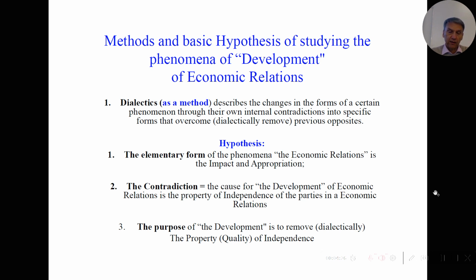Methods and basic hypotheses of studying the phenomena of development of economic relations. Dialectics as a method describes the changes in the form of a certain phenomenon, through their own internal contradictions, into specific forms that overcome, dialectically remove, previous opposites. Hypothesis. The elementary form of the phenomena, the economic relations, is the impact and appropriation. The contradiction, the cause for the development of economic relations, is the property of independence of the parties in economic relations. The purpose of development is to dialectically remove the property of independence. So agents or parties become dependent, not independent, but dependent.